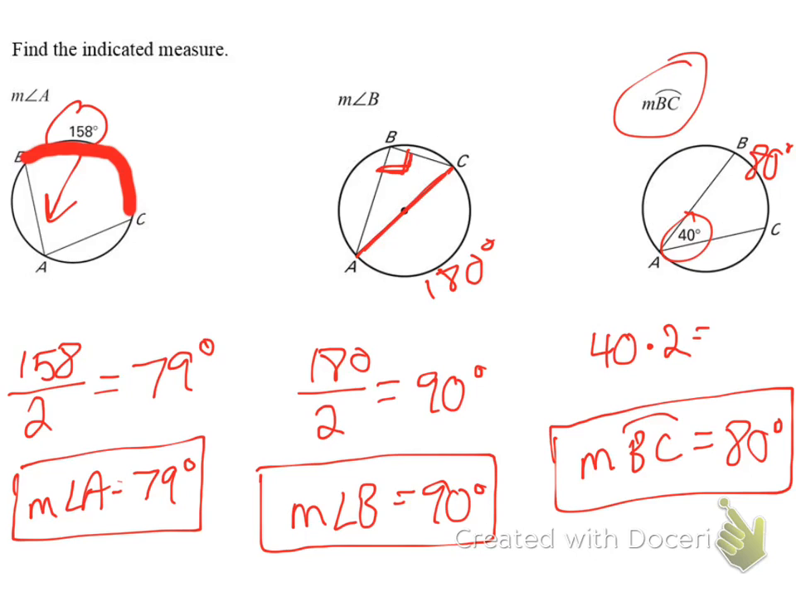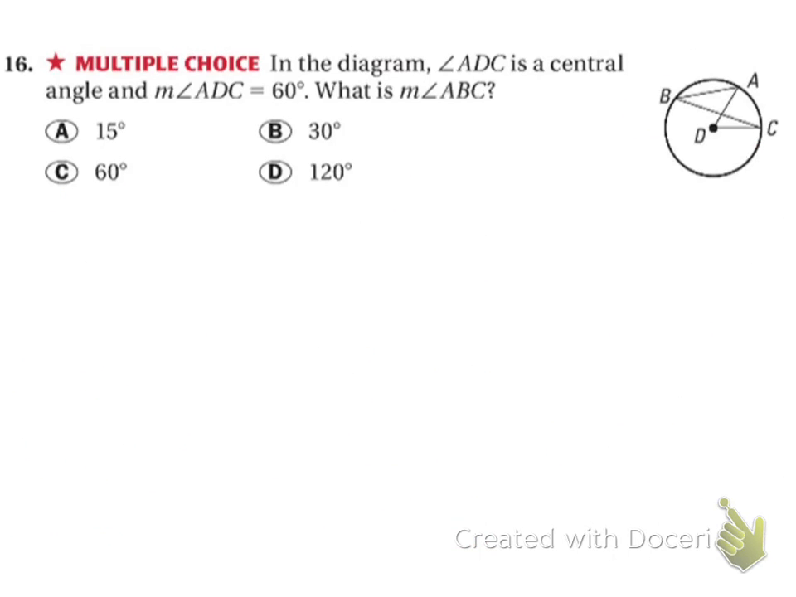So using a couple of those properties, there's a lot more we can do with this, a lot more on your homework, but a couple to get you familiar. Multiple choice: in the diagram, angle ADC is a central angle, and the measure of ADC is 60 degrees. What is the measure of ABC?